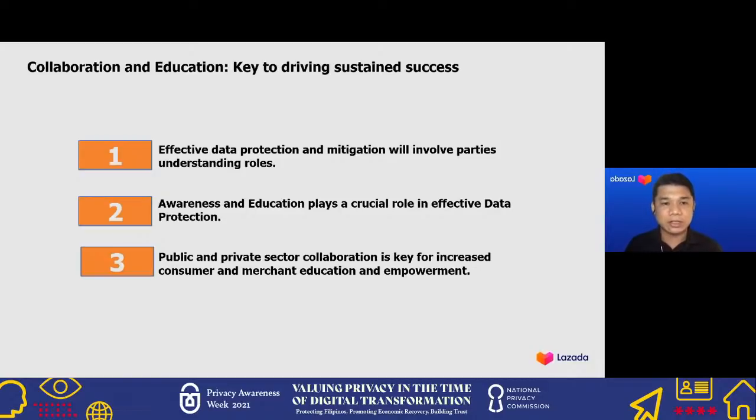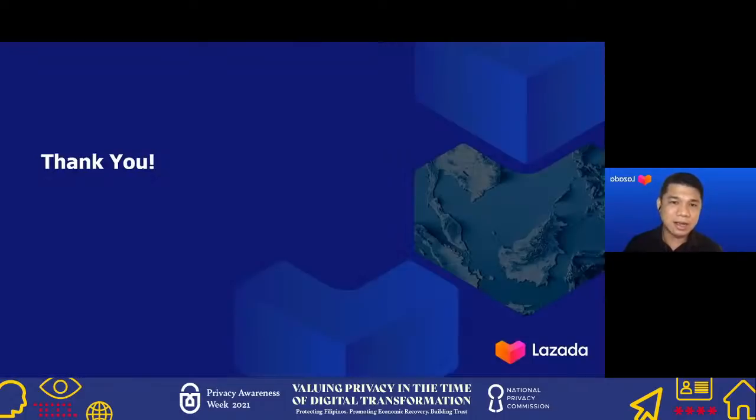With collaboration and education, we put emphasis on awareness and education as it plays a crucial role in effective data protection. And lastly, to stress, the ongoing public and private sector collaboration is really the key for increased consumer and merchant education and empowerment. And for this, we also thank our DTI partners, among others, for being with us as we continue to collaborate and address the e-commerce landscape. And for that, I end my presentation, and thank you for giving me this time.